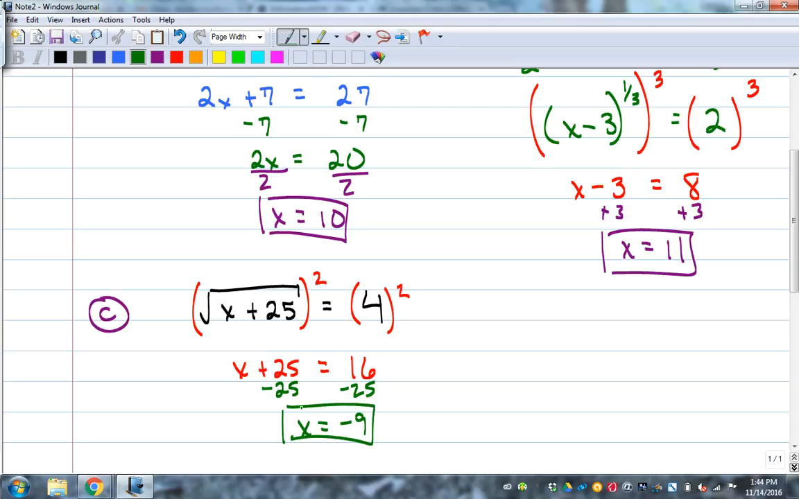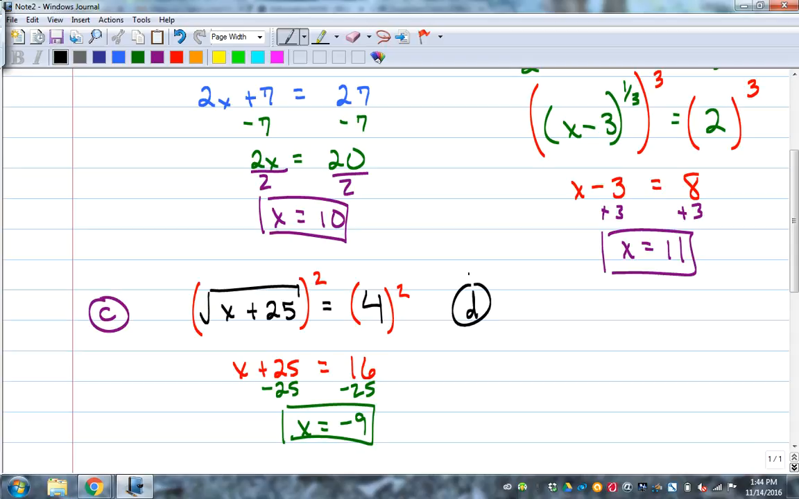We want to check that. What happens if we get a negative underneath the square root? That's not good. It's imaginary. So we want to check that. If there's a negative left underneath a square root or any even root, then we don't want that. Here, we got to check it. Negative 9 plus 25, does that stay negative, or is it back to positive? Back to positive, which works. So that one, get a negative answer. Sometimes you're going to throw out the negative answer. This time we're going to keep it.